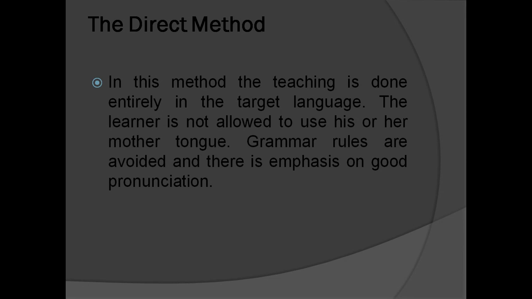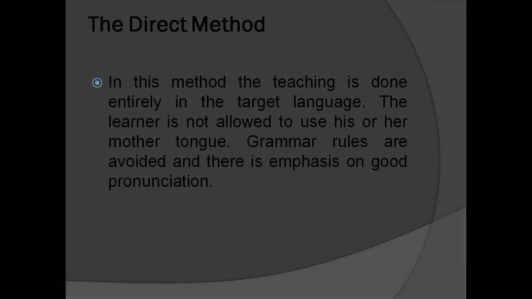If you see in this method, the teaching is done entirely in the target language. The learner is not allowed to use his or her mother tongue. Grammar rules are avoided and there is emphasis on good pronunciation. Now, in this method, the advanced way of learning a language is that you use the target language for your communication, where students are encouraged to use the target language irrespective of the mistakes or errors they make while communicating. This is a practical approach, a practical way of learning a target language.